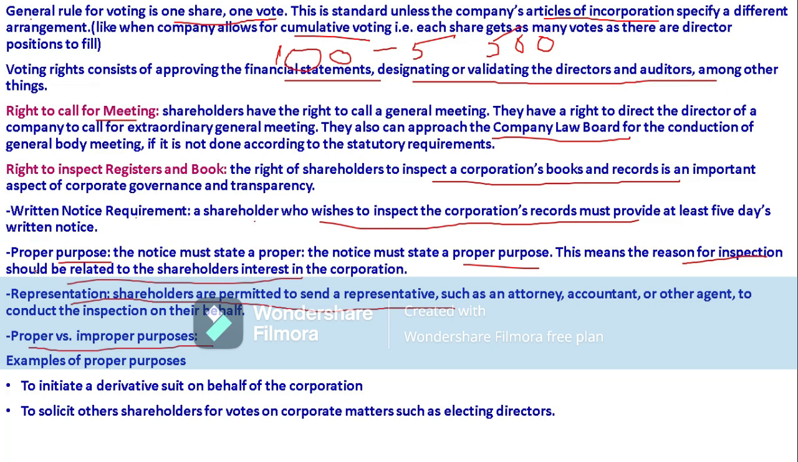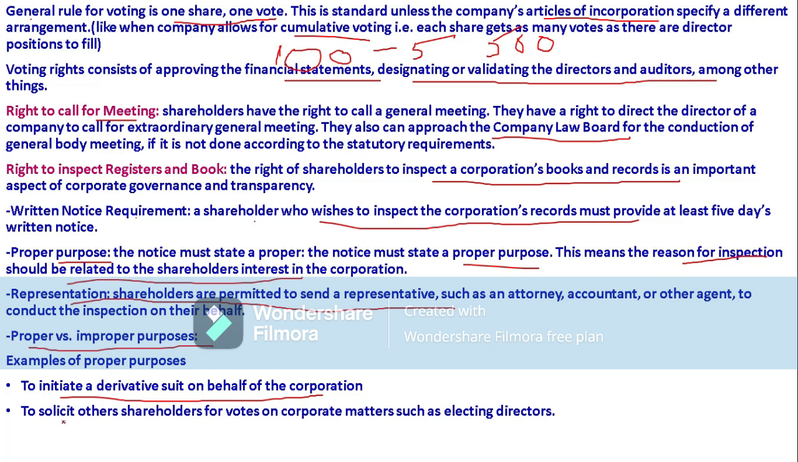Why? Because we have to give a proper purpose. We have to mention the reason for inspection. So what is that purpose? Is it proper or else improper? So proper means to initiate a derivative suit on behalf of the corporation. It is nothing but a lawsuit on the company. It comes under the proper purposes.